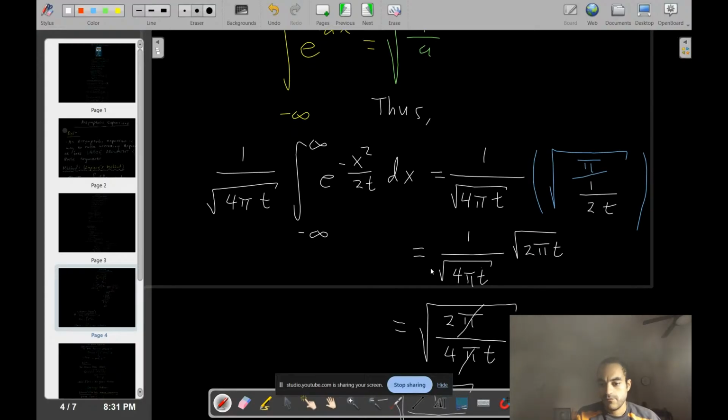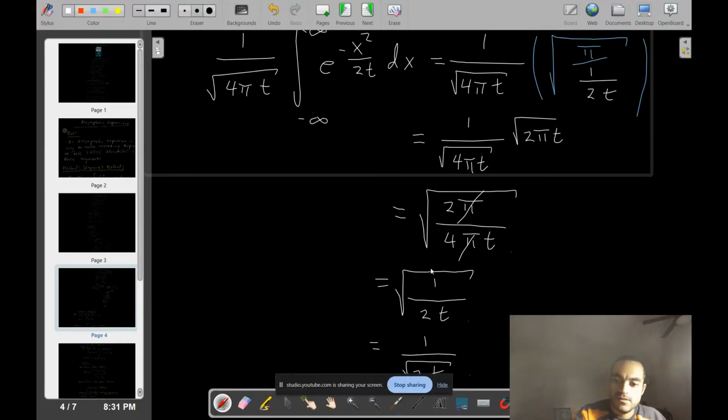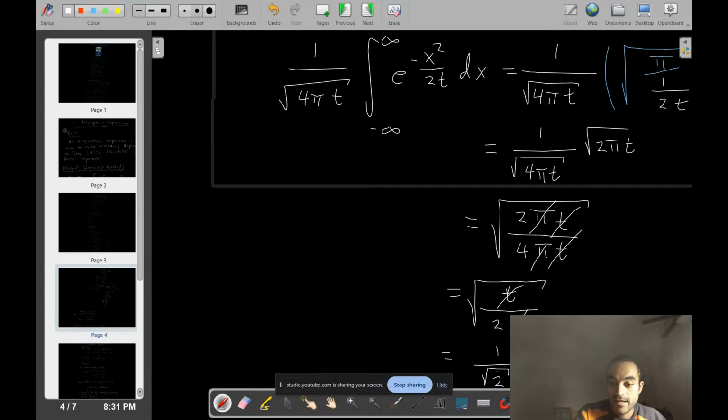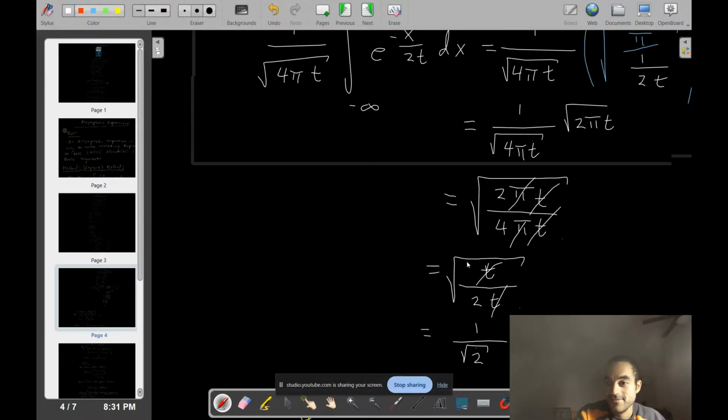That's square root of 2 over 4. There should be a t there as well, and the t gets canceled. Square root of 2 over 4 is 1 over 2 times root 2, which simplifies to 1 over square root 2. So our final answer should be 1 over the square root of 2. That's pretty interesting, isn't it?